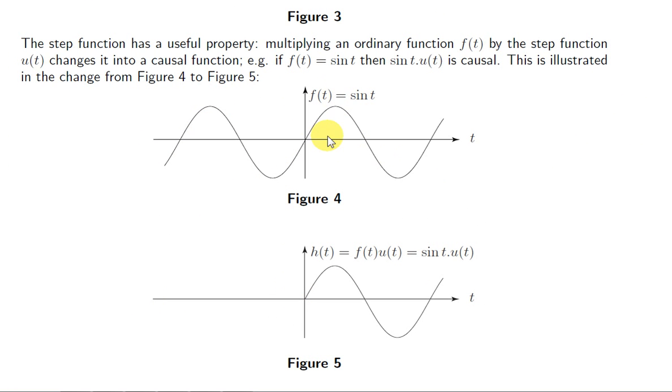But for the part of the function over here for t greater than 0, we are multiplying it by 1 because u of t is 1 for this region. And if we multiply a function by 1, we don't change it. So this part of the function is unchanged. So now we have a causal function. It's 0 for negative t.